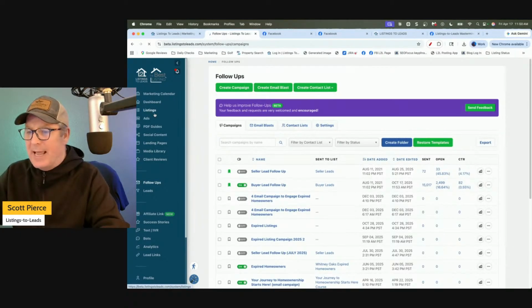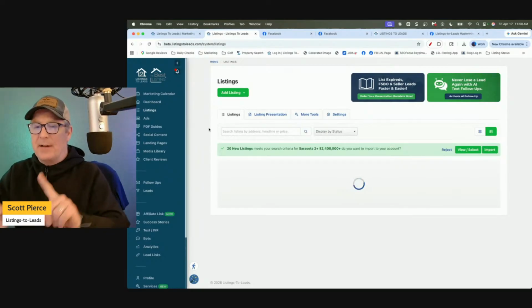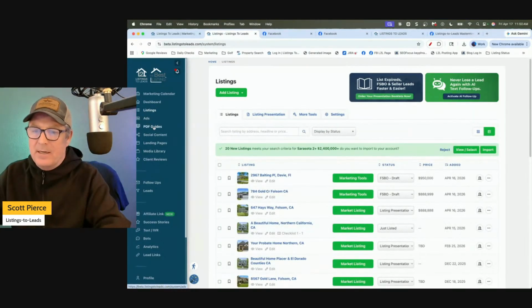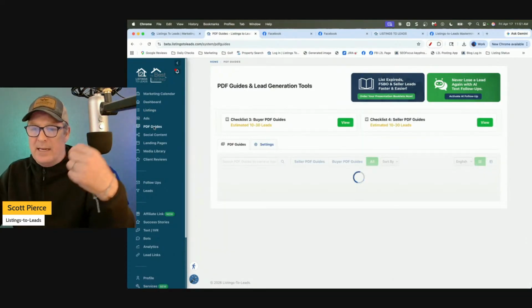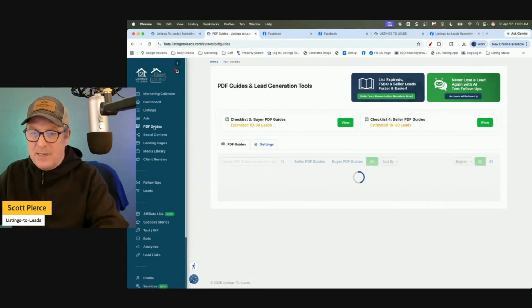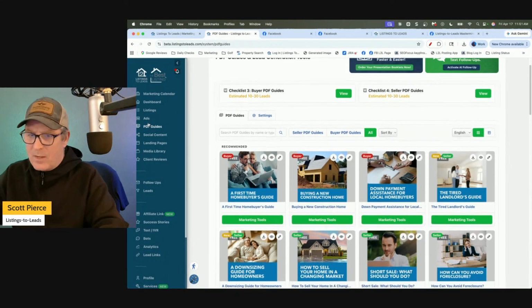All right, let's do an ad. And this could be any ad. Could be a PDF guide. In fact, let me show you one more thing first. If you want to add a PDF guide to an email campaign or an email blast out of your system, out of your CRM, go to PDF guides. Don't do it in follow-up. Go here, PDF guide.